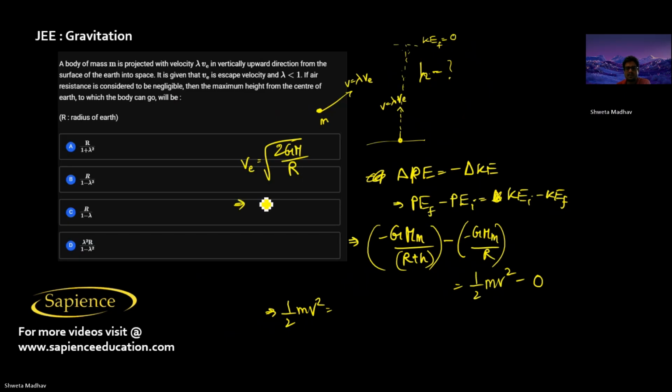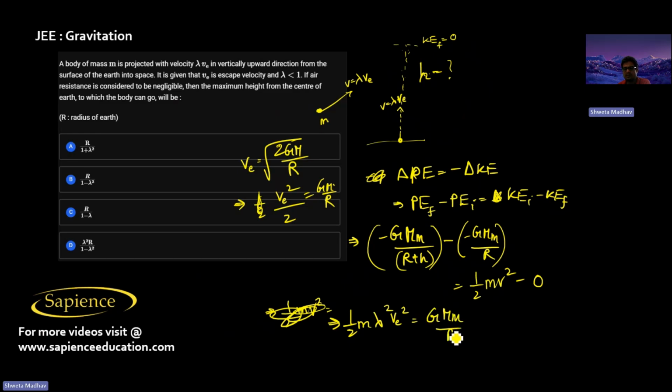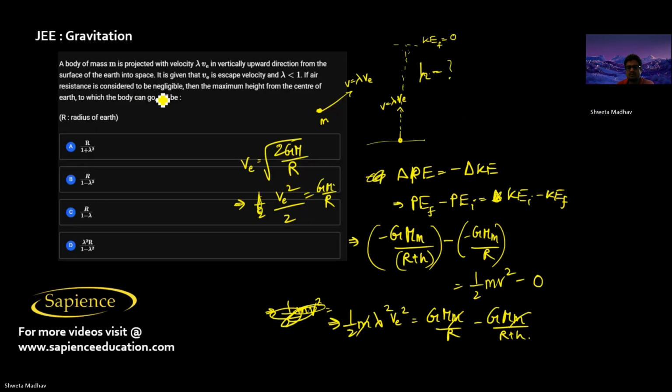Therefore I can say e square by 2, that is equal to GM by r. So this is actually half m into lambda square ve square, that is equal to GMm by r minus GMm by r plus h. So mass m we can cancel out.